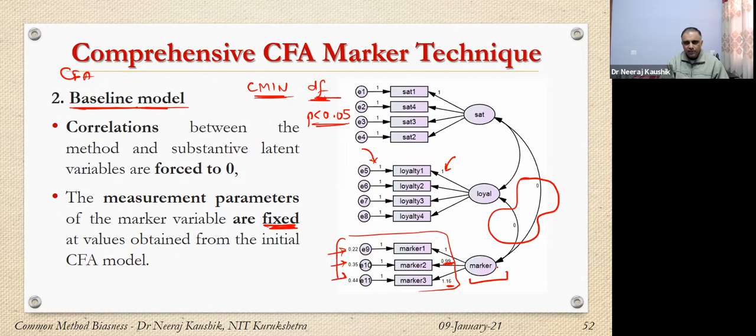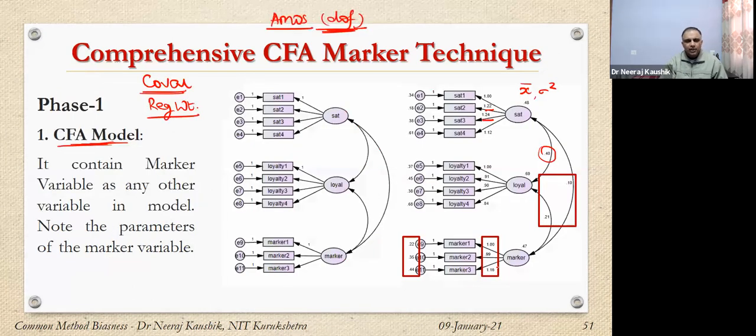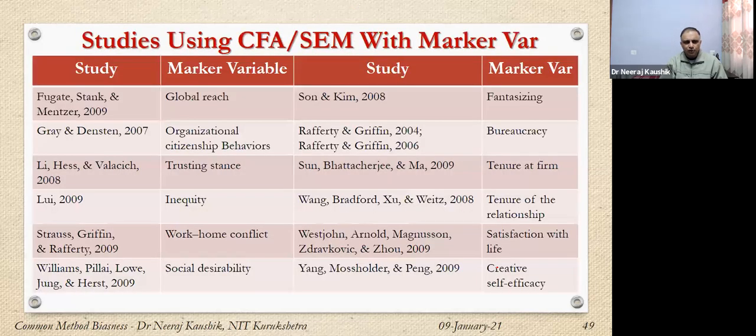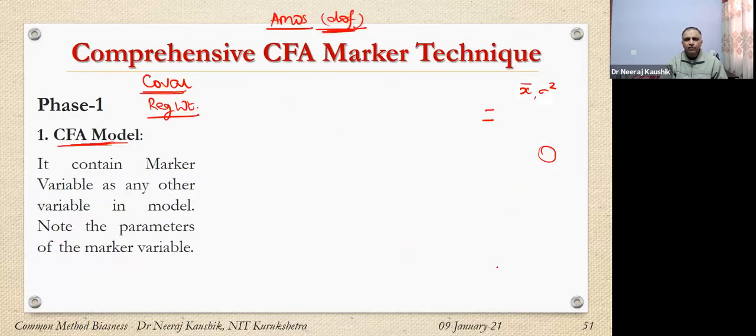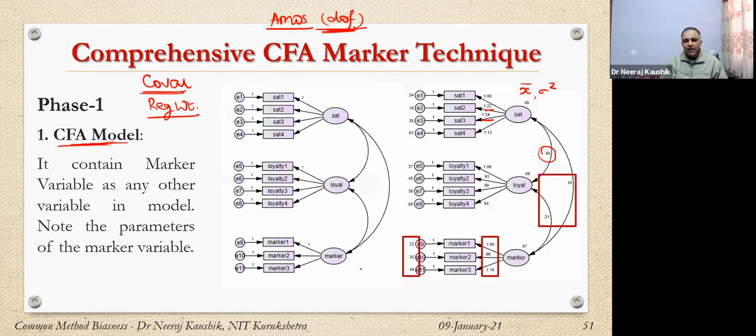So if you are somewhere disconnected, please see once again. We are talking about the process. This is a 5-6 step process. Step number 1, we will take the marker variable as good as any other variable. We'll check its reliability, validity, everything else. Don't be that stringent on the reliability and validity. If it's nearly okay, then consider it okay. Note down some values, because in the next step we will make it fixed.